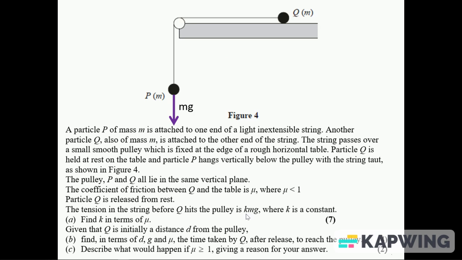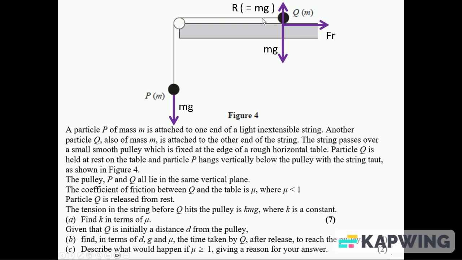We've got mg, the weight of P acting straight down. Same at Q. It means there's a reaction from the table on Q. Now that's going to be equal to mg because they balance out, because it's just moving this way. There's no vertical component of the resultant force. These two balance each other out. There's also some friction at the table.